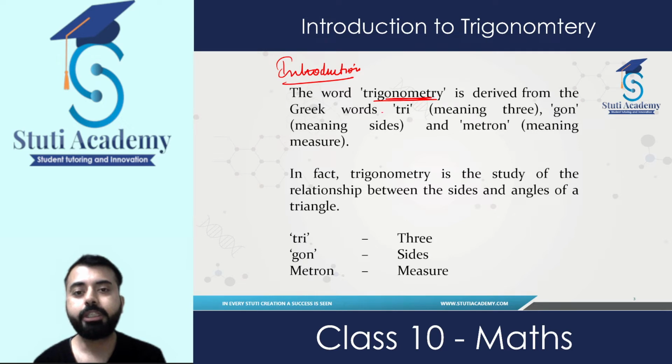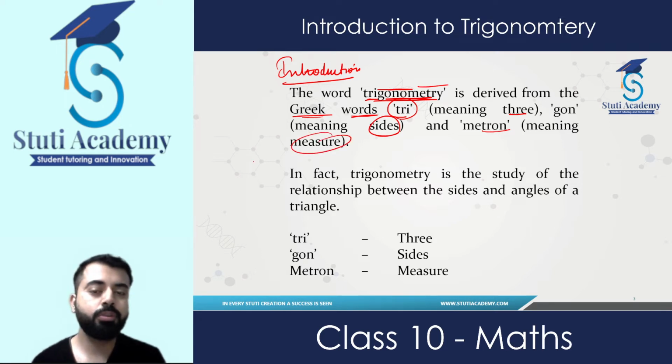What is trigonometry? Trigonometry is derived from a Greek word, that means from the word which originates from Greece. It has 3 different parts: tri, gono and metry, or you can say trigonometry. See, tri means 3, gon means side, and metron means measurement.